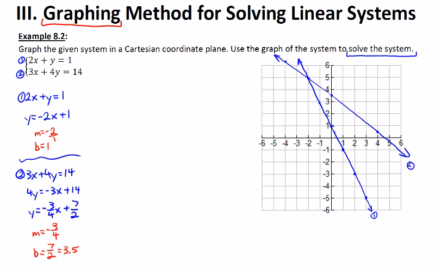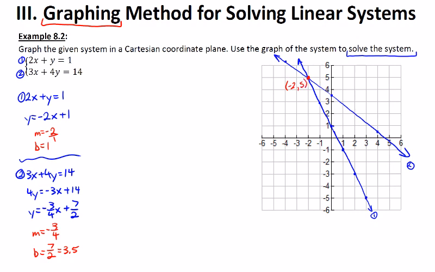So that's the first part of the example. Graph the given system in the Cartesian coordinate plane. That's done. The second part says to use the graph of the system to solve the system. Well, this would be an intersecting lines case, which means we have one solution. There's one place where these 2 lines intersect, and it looks like they intersect at the point -2, 5.